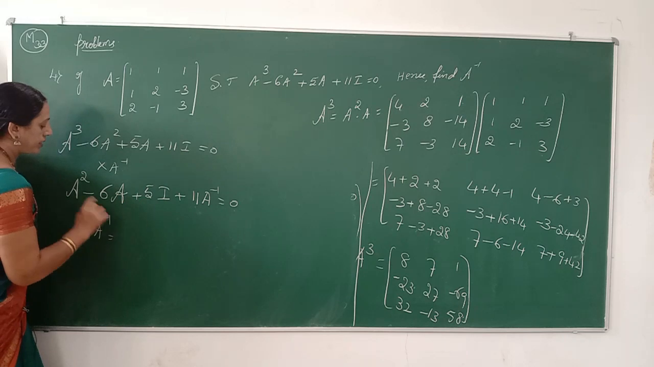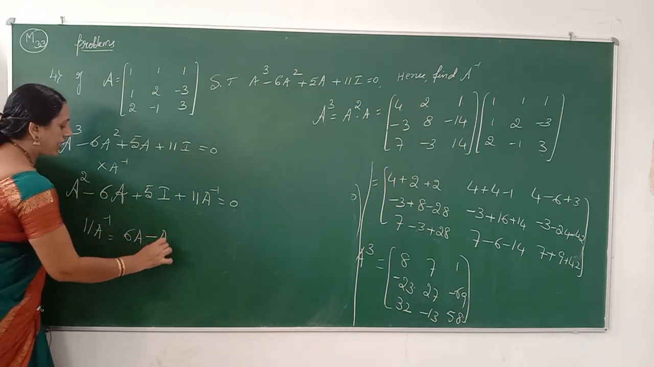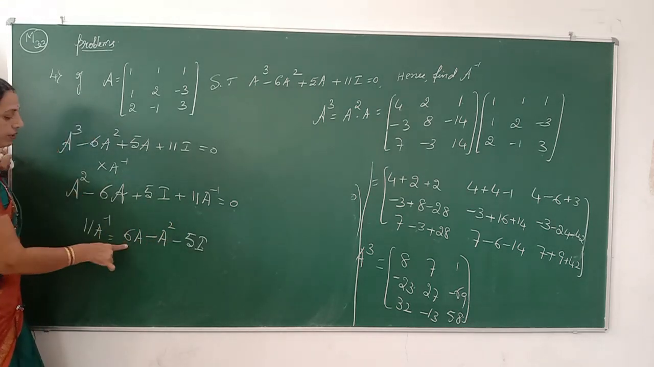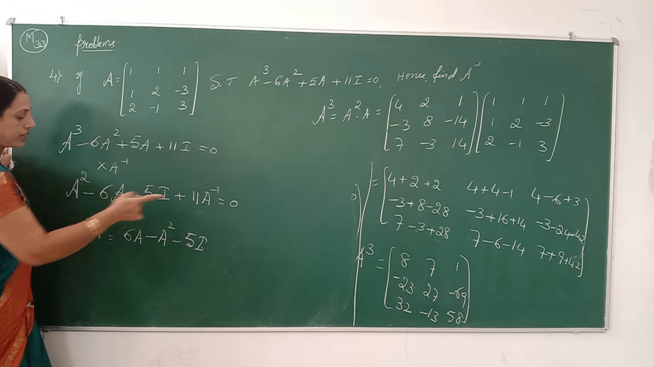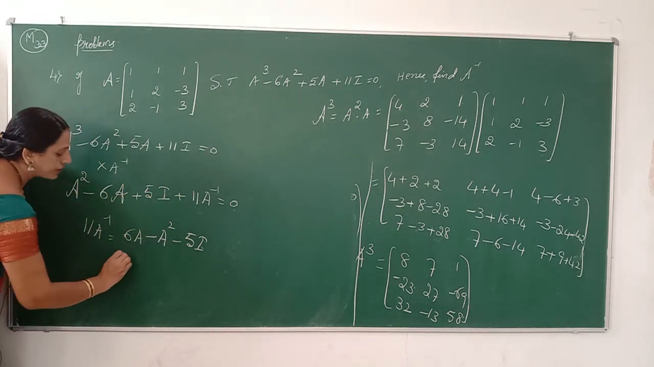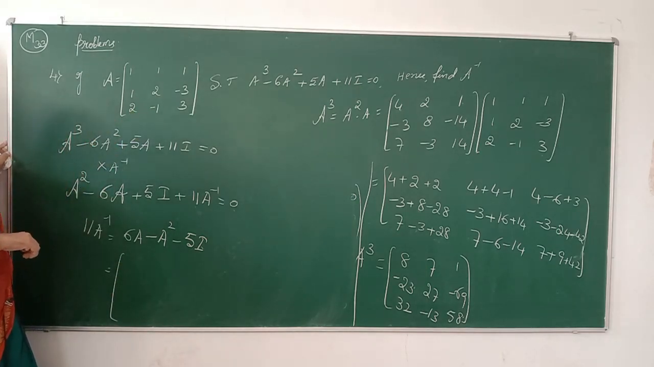Minus A square can be taken to the other side; the 6A will be positive on the RHS, A square will be negative, minus 5I. After that we will substitute the values. 6 into A means all the elements of A are multiplied by 6.